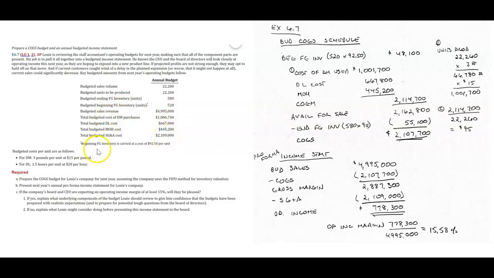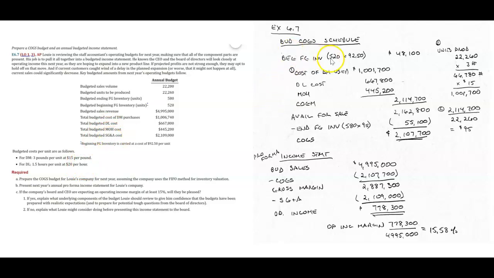The beginning finished goods inventory is carried at a cost of $92.50 per unit, based on last period's cost of goods manufactured. Cost per unit for direct materials is 3 pounds per unit at $15 per pound. For direct labor, an hour and a half per unit at $20 per hour. So let's work on the cost of goods sold first.